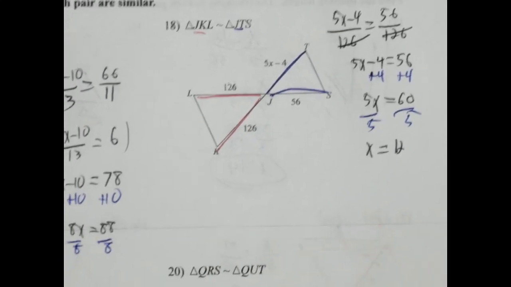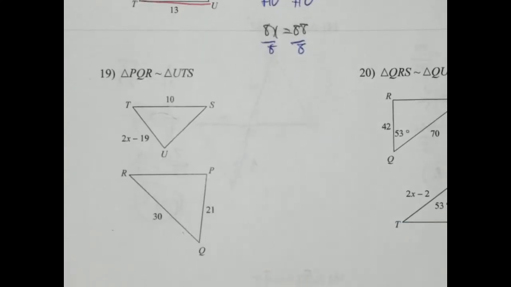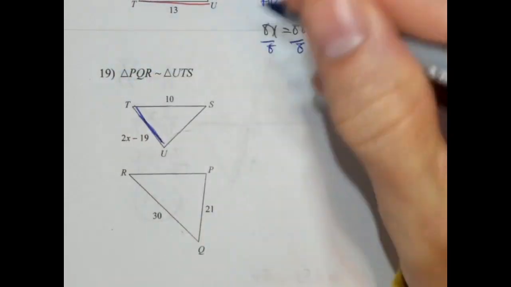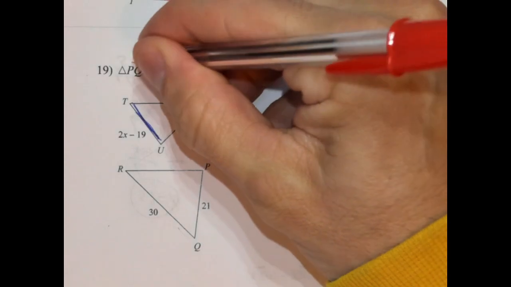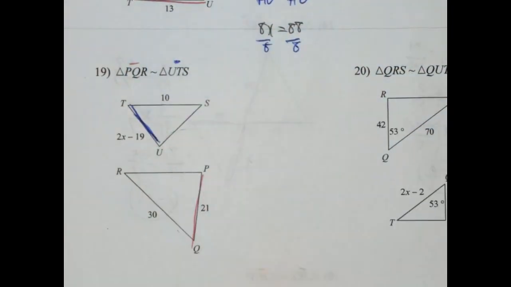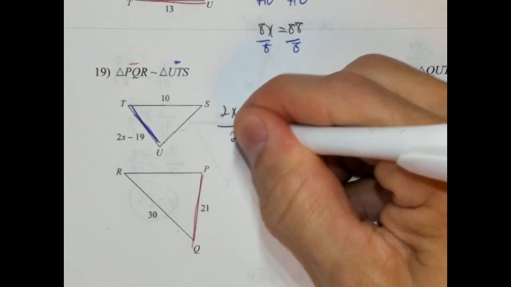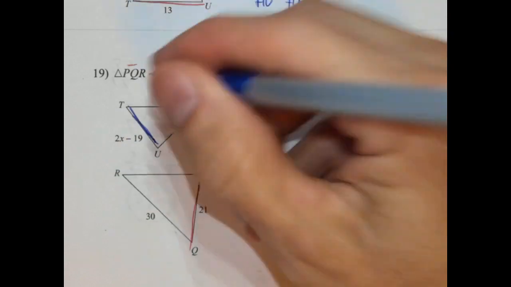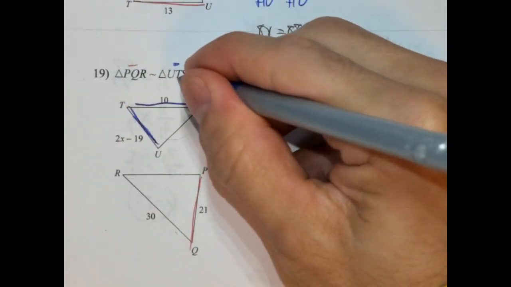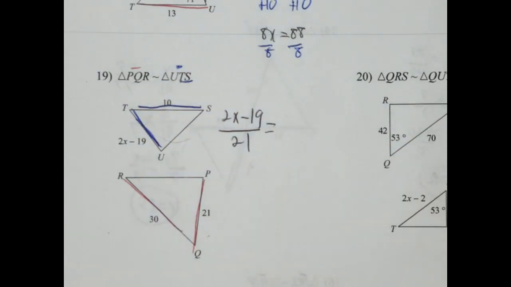Alright, so these are all set. Number 19. We're solving for x, which is right here. TU is the first and last. First and last here is PQ. So we're going to write 2x minus 19 over 21 equals. And then the blue is TS, which is the last two. Last two QR, yeah, there we go.